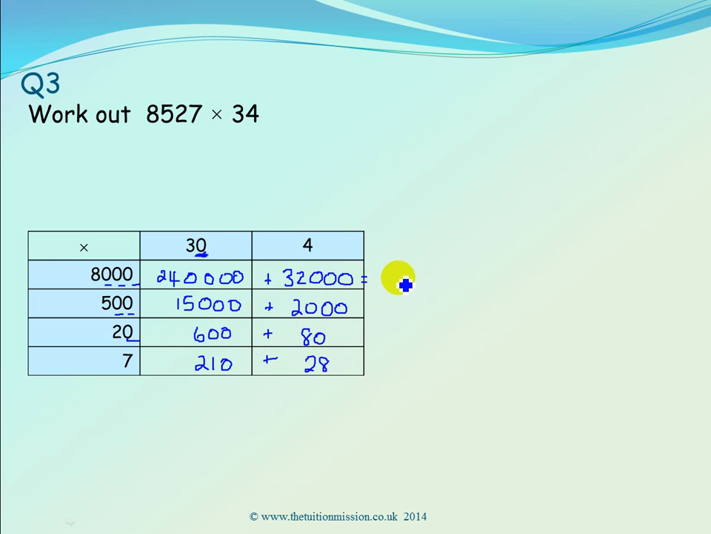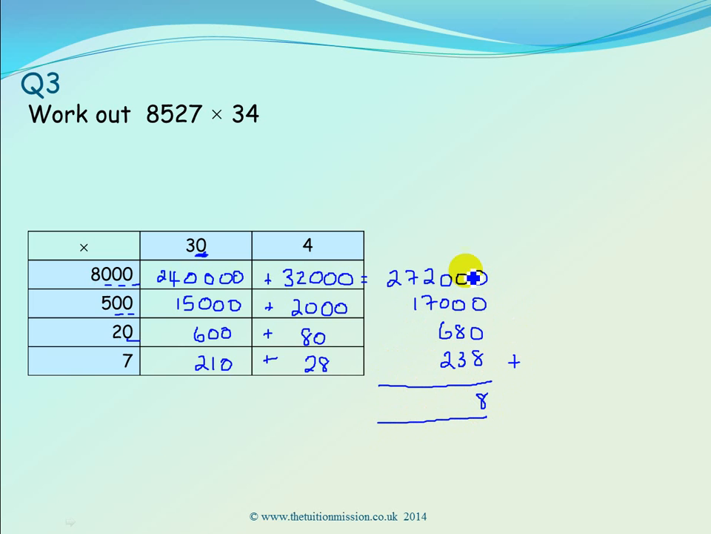So 240,000 plus 32,000 is 272,000. 15,000 plus 2,000 is 17,000. 600 plus 80 is 680, and 210 plus 28 is 238. So again, we will add these up, see what we get.